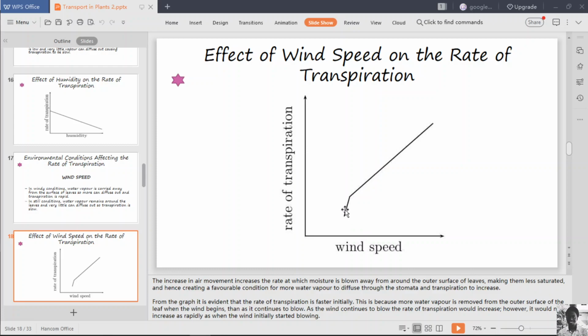Now from this graph we can see that the rate of transpiration is faster initially. That's why the slope here is steeper than the slope here, okay? Now this is because more water vapor is removed from the outer surface of the leaves when the wind begins than as it continues to blow. So as the wind continues to blow from here, the rate of transpiration would increase. However, the increase would not be as marked or as rapid as when the wind initially started blowing. So that is what I want you to understand here. Ensure that you're understanding those graphs.